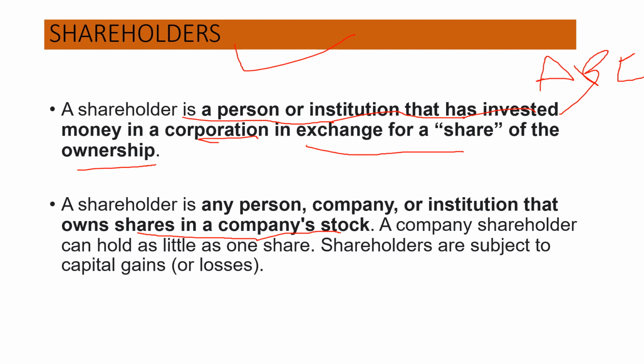Shareholders are subject to capital gains and losses. Capital gains and losses means if the business is incurring losses, shareholders will be paid a lesser amount of returns. But if the company is profitable, its financial position is good and it is earning very good profits, then shareholders will gain that much profit on the share also. For every share they will get a price. If there is a hike in the profits, there will be a hike in the share price value.